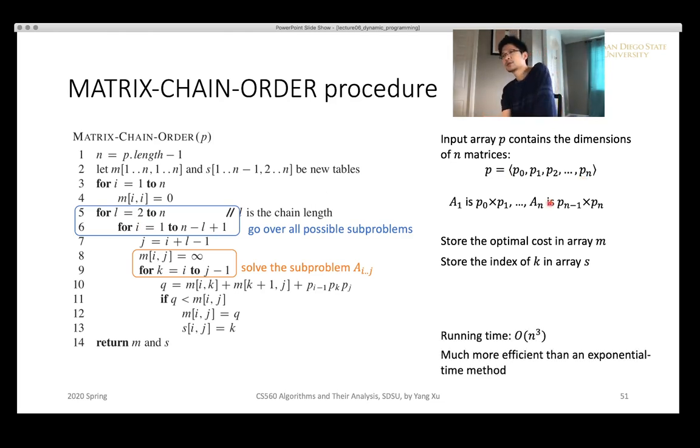And in terms of running time, it's easy to see that because we have a 3-layer for loop, the running time is bounded by n cubed. So it's not a super fast algorithm, but it's already way more efficient than the exponential time method, which is the brute force way that we first introduced in the previous video. Okay, so from the next slides, we will go through some simple examples of running this algorithm.